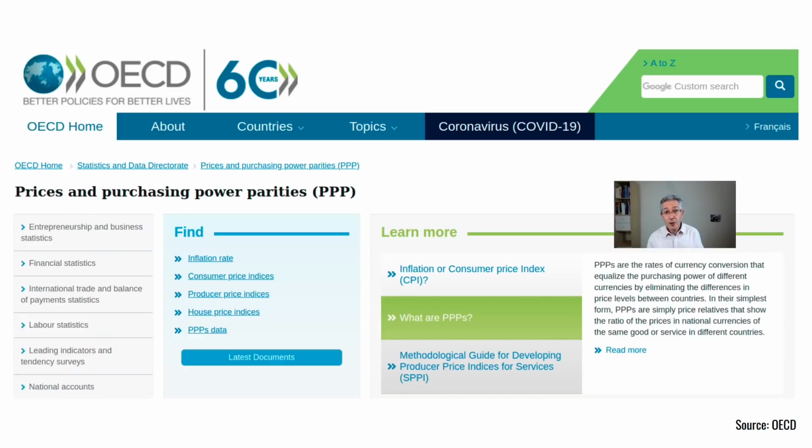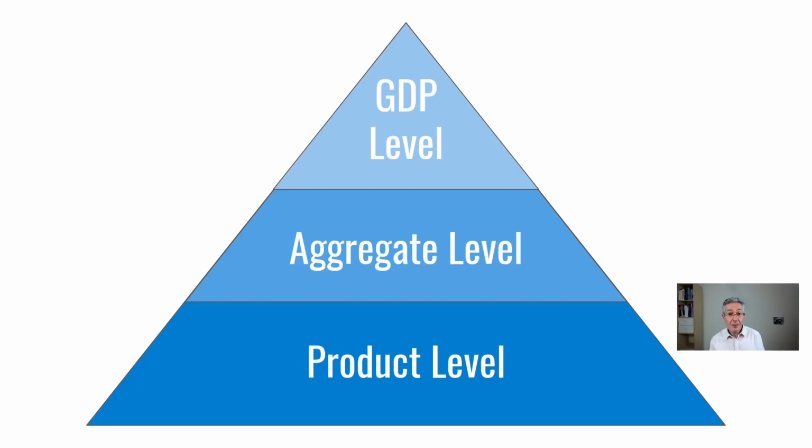Unfortunately, the OECD does this for us and publishes the data. And they explain that PPP is a rate of currency conversion that equalizes purchasing power of different currencies. The manual showing how the OECD calculates that is hundreds of pages long, but it's essentially a hierarchical process.